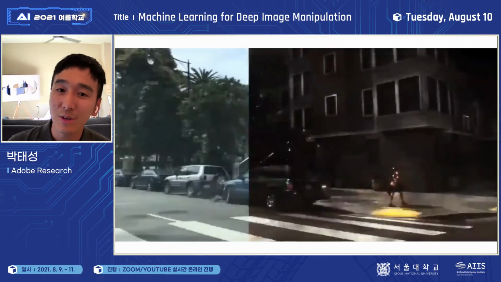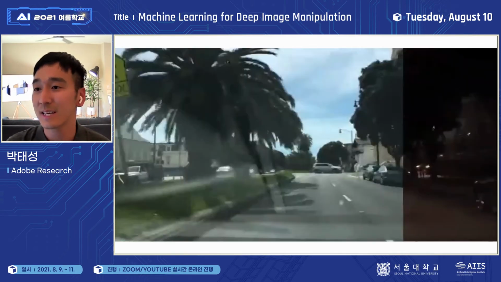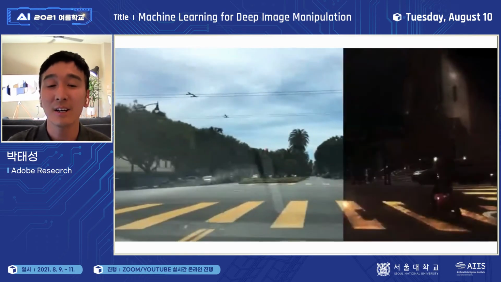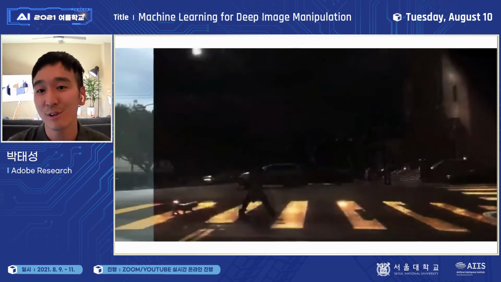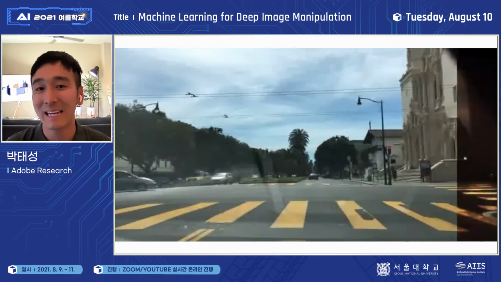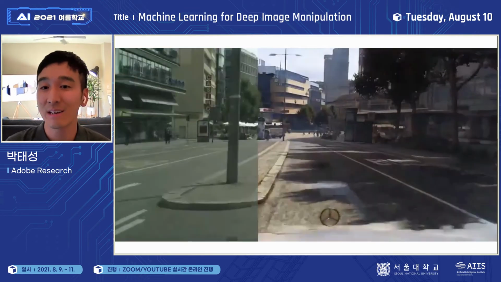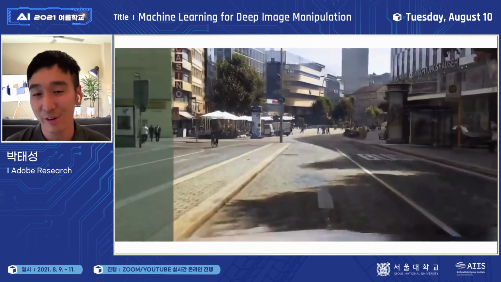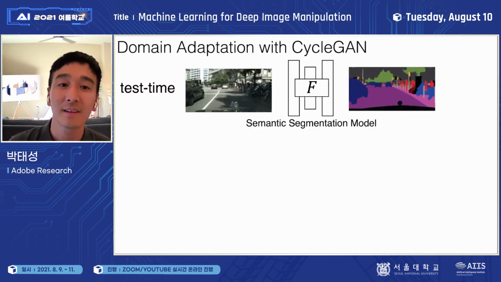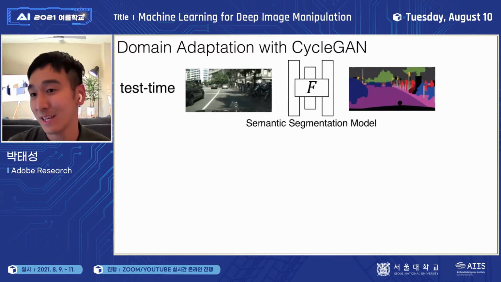Cyclogen can also be used for data augmentation for autonomous driving applications like changing day to night. Here, we're translating individual frames separately so you can see the flickering of the night lights. We can also turn real driving scenes into the style of computer graphics. Especially, Cyclogen can be used for domain adaptation.